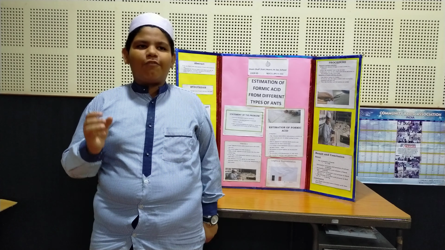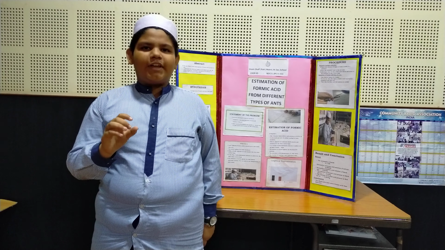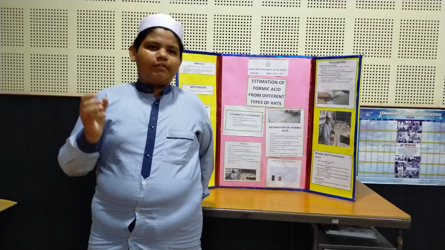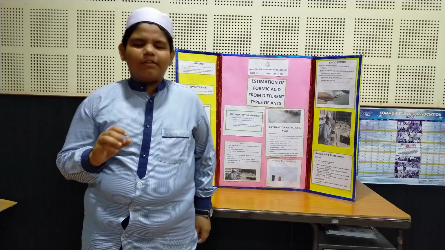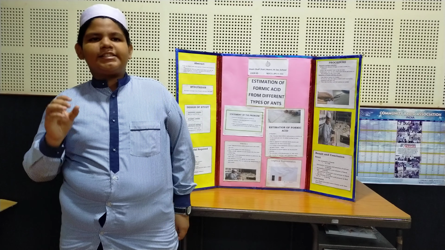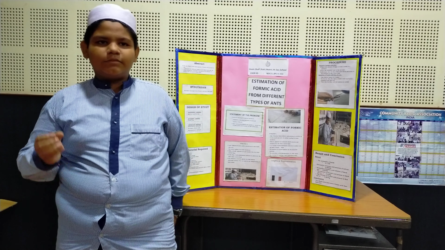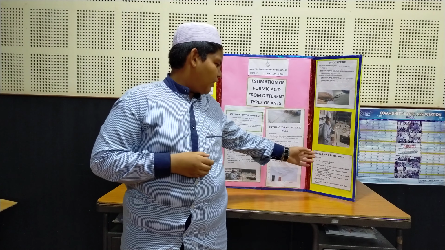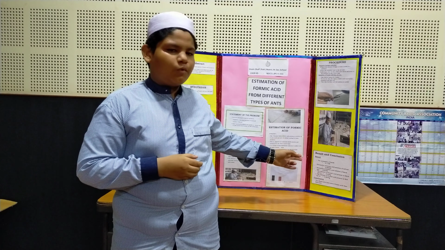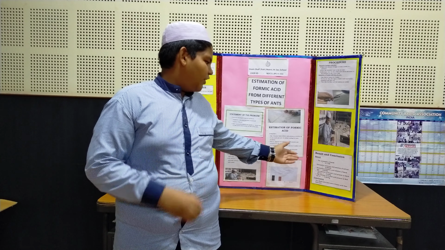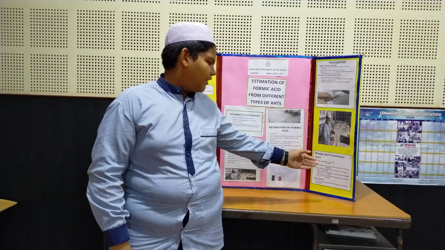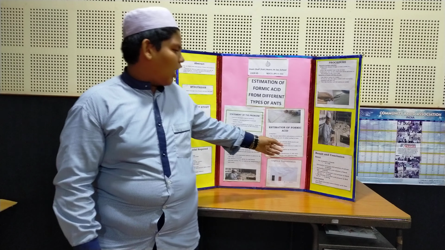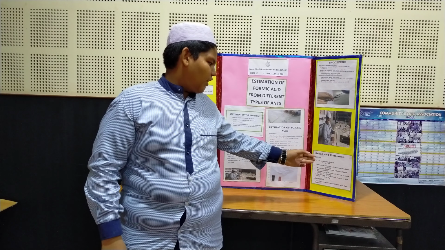Titration 3. The same method as titration 2, that is red ant, this is black ant. So the result is: the normality of NaOH is 0.119, the normality of formic acid solution of red ant is 0.0602, the normality of formic acid solution of black ant is 0.074.